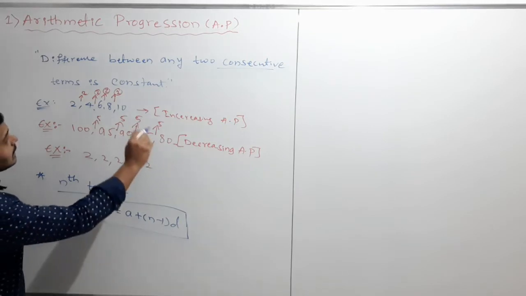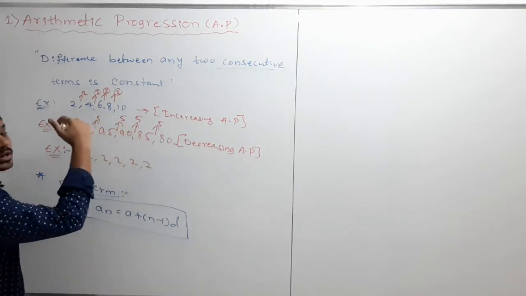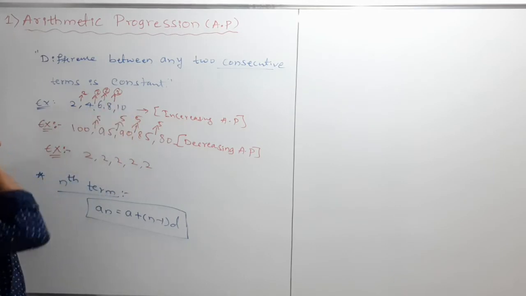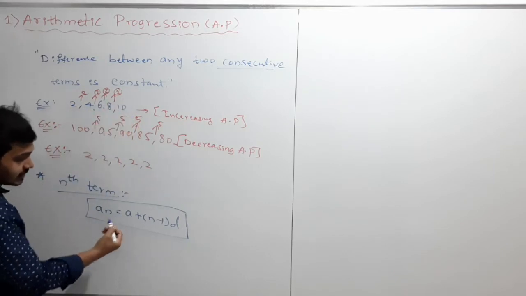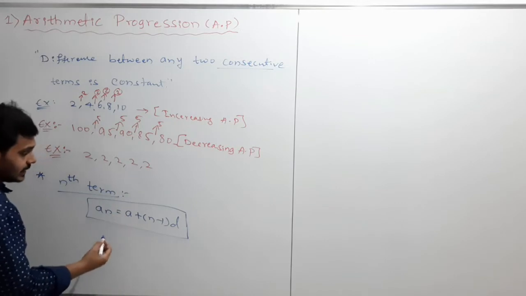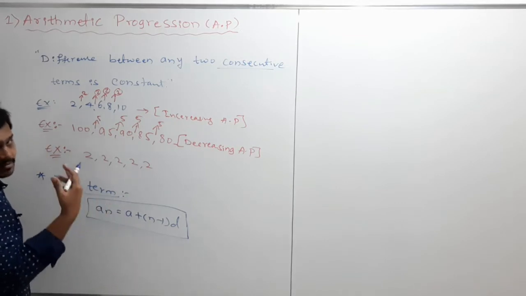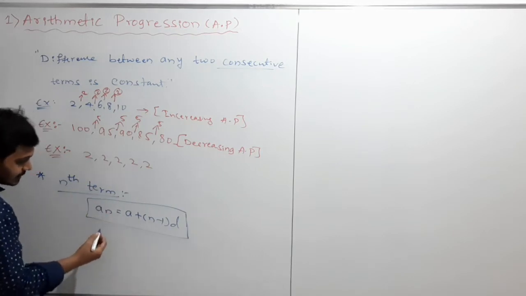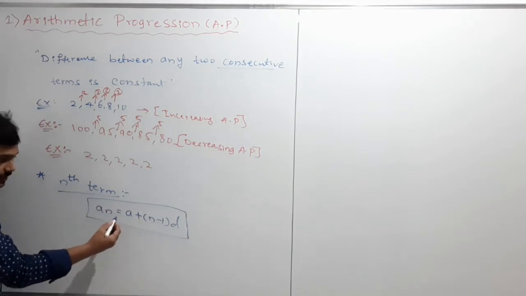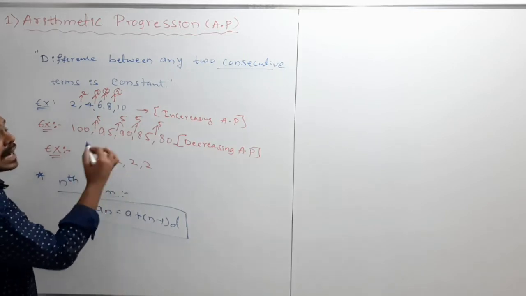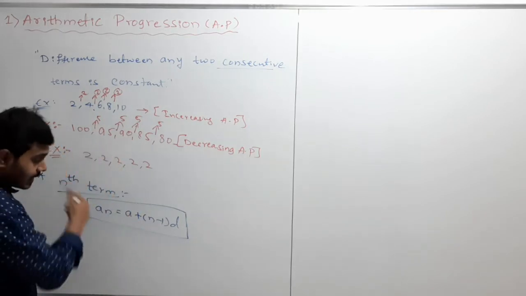If you want to calculate the 5th term or 6th term or 100th term of any given sequence, by using this formula I can calculate the nth term. Here n means the nth term, it may be first, second, or third. This is the formula to calculate the nth term of the AP. And here, a means what?